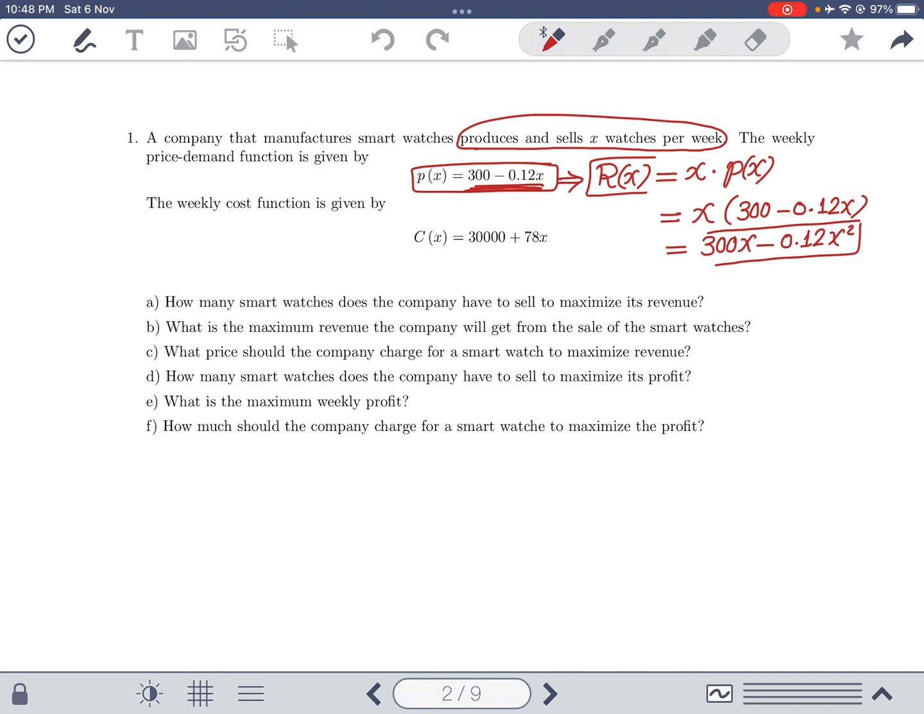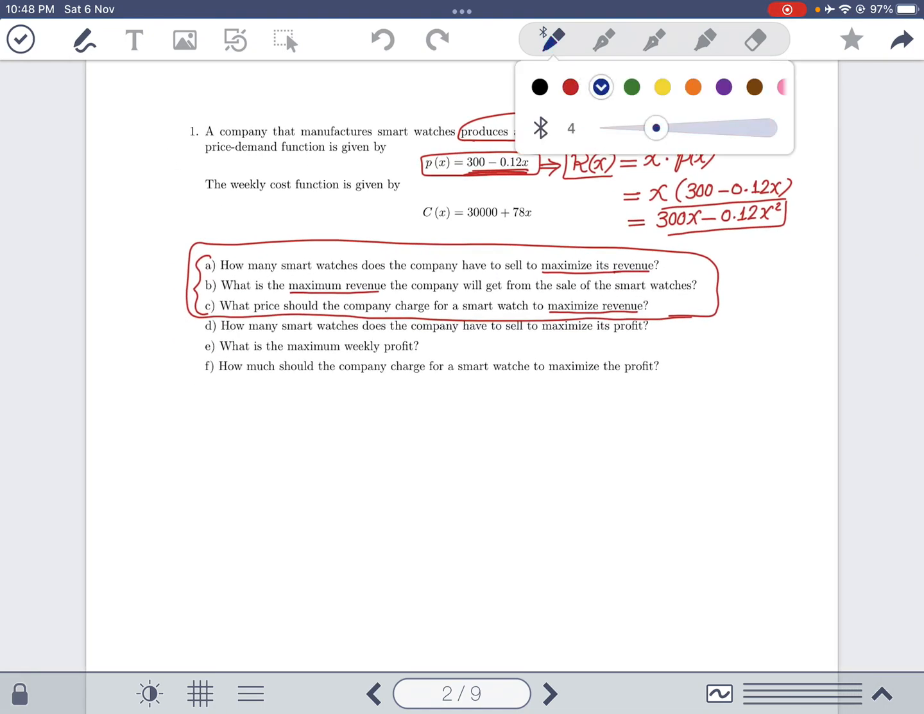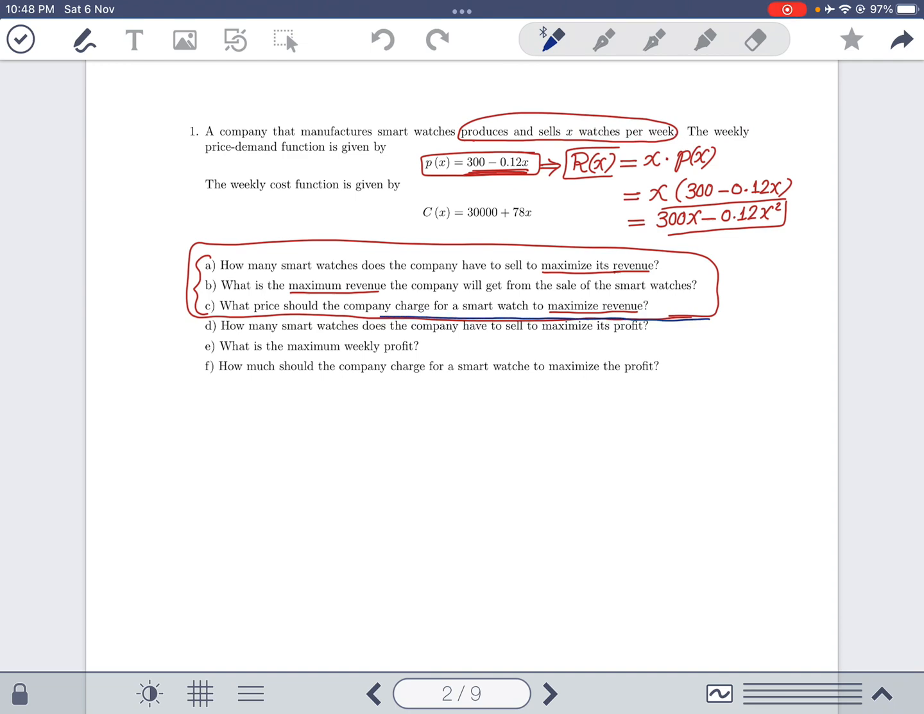And indeed, if you look at parts A, B, C, you'll see that we need to find the number of watches that the company needs to sell to maximize the revenue, then what is the maximum revenue that the company can make, and what price the company should charge for a smartwatch to maximize revenue. So all three questions are about maximizing the revenue and things related to that. The next three, if you quickly look, are about the profit.